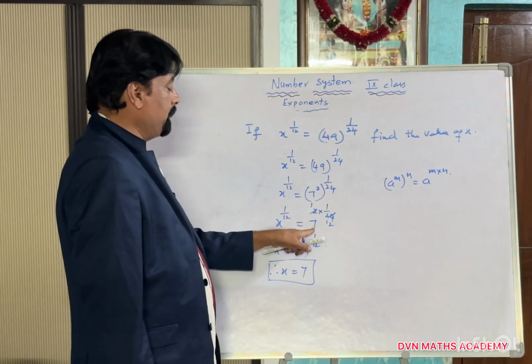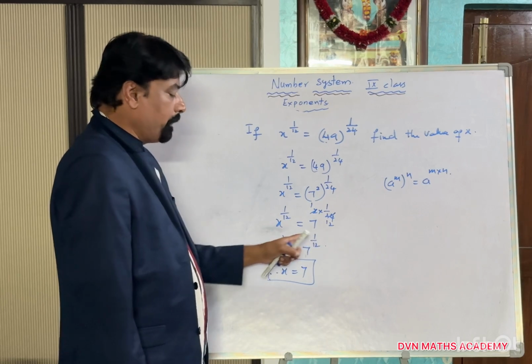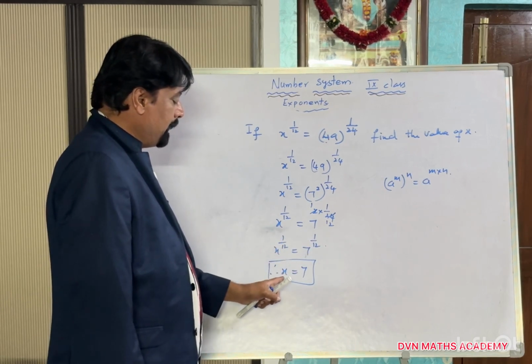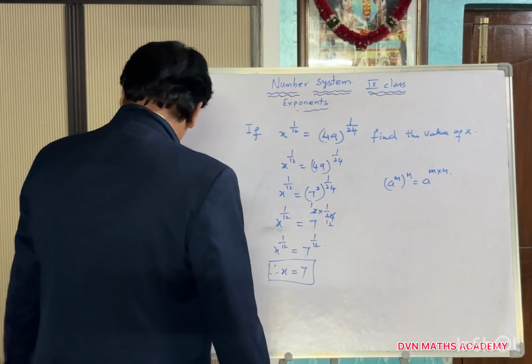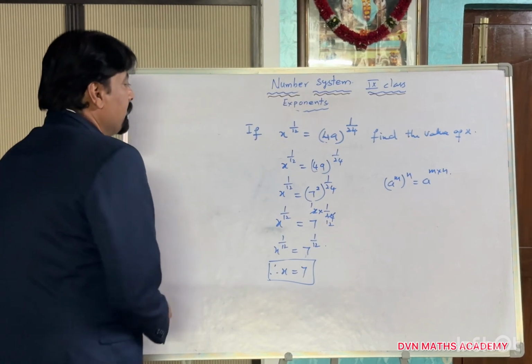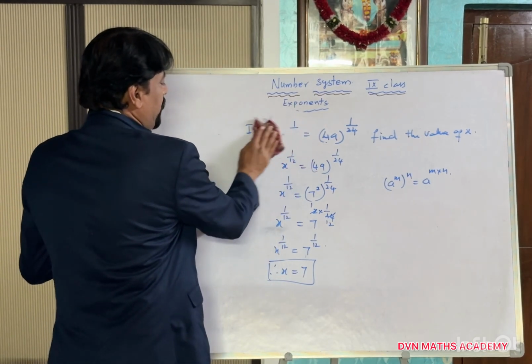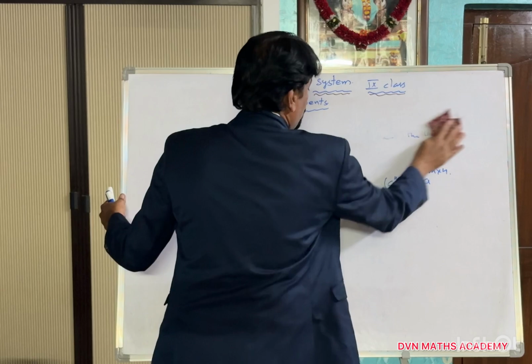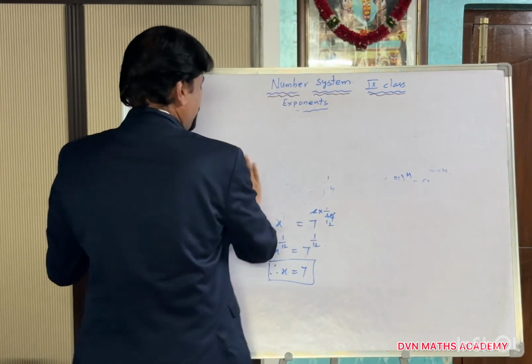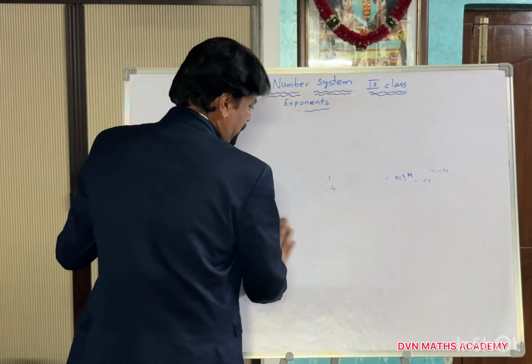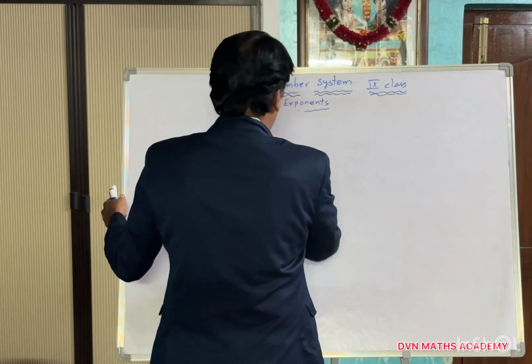Afterwards, it will be 7 to the power of 1 by 12. So both powers are equal, and when the values are equal, you can equate the bases, that is x is equal to 7. So this is also one of the interesting patterns for ninth class students. So the next question is very, very important and a very interesting concept I'm going to explain.